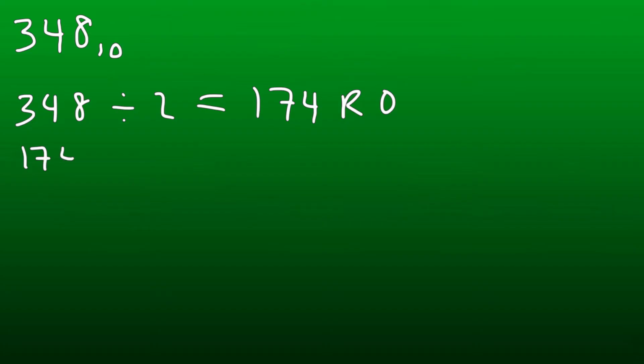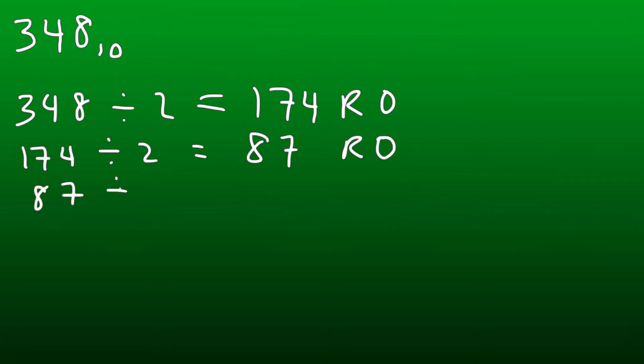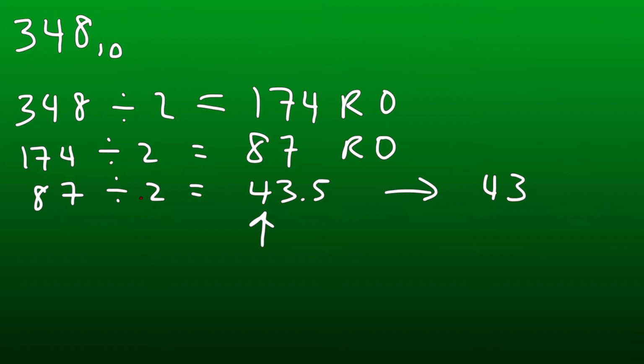Next, take 174 and then divide that by 2. So that's exactly 87. So it's 87, remainder 0. Next, if we take 87 and divide it by 2, we're going to get 43.5. So it's 43, remainder 1. But first, let's write it like this. So this 43 gets transferred here, and then to get the remainder 1, you multiply 2 by 0.5, and that will give you the remainder 1. I'm going to write my answer like this for now.